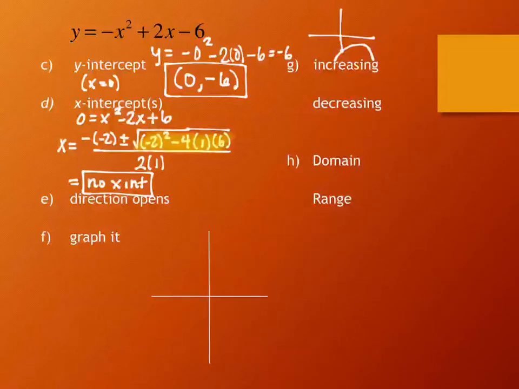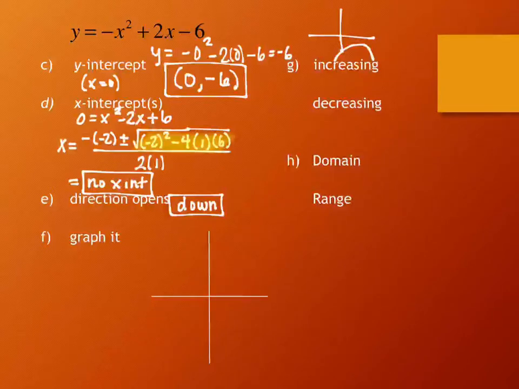How does this graph open? I've already spoiled the fun on that one too. I told you it opened down. Why do I know it opens down? There's actually a negative in front of my x squared term in the original equation I was given. That tells me it opens down. So we do in fact have a graph opening downward.